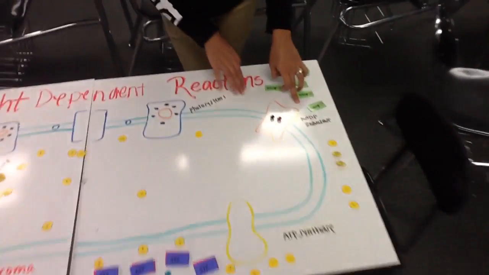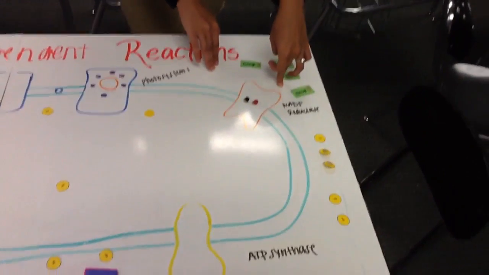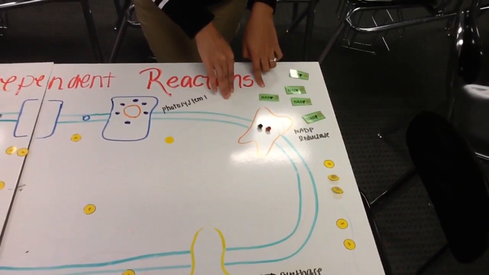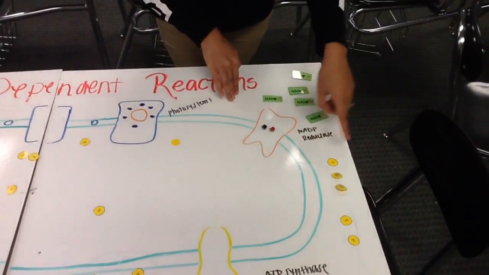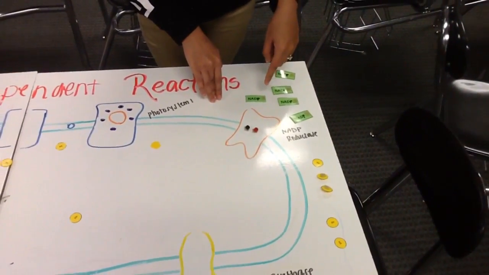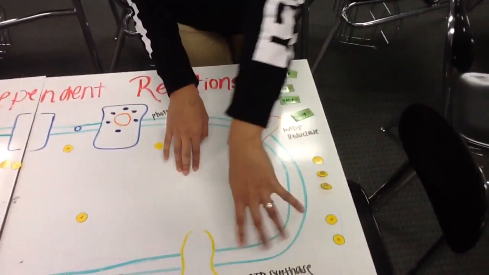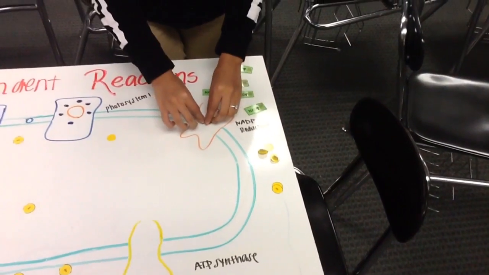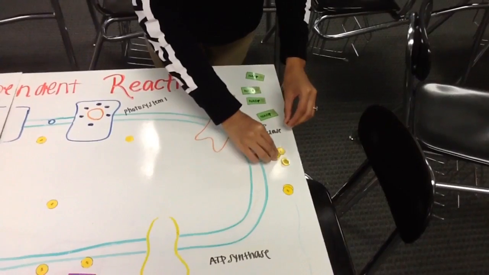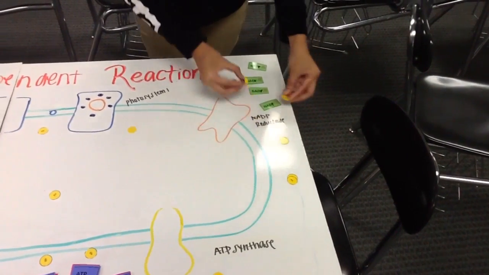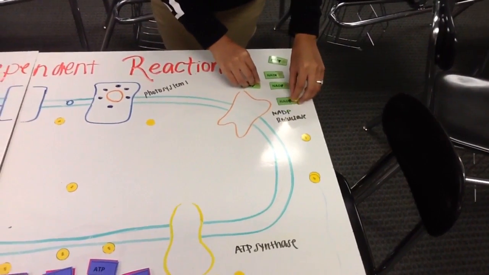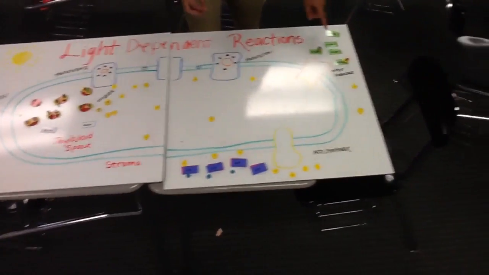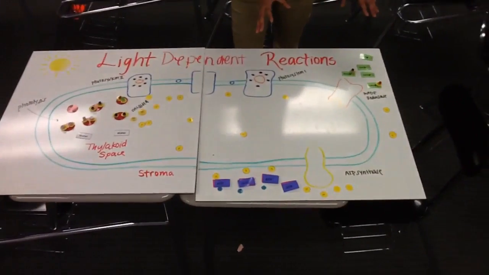In NADP reductase, it creates NADPH by causing a reaction where the NADP will be reduced and combine with hydrogen. So because of the hydrogen coming from the ATP synthase, it'll come up here, and the electrons will combine with the ions of hydrogen and create NADPH. And so the products from this reaction are ATP and NADPH, and those will be used for the Calvin cycle.